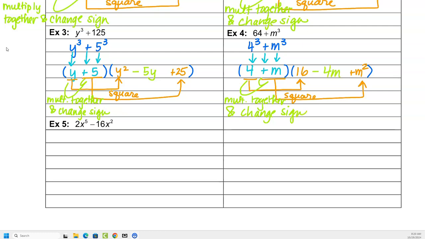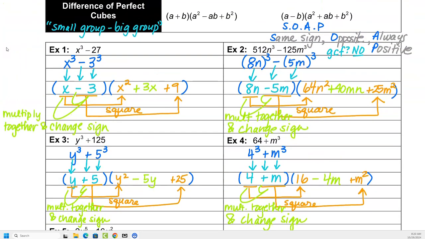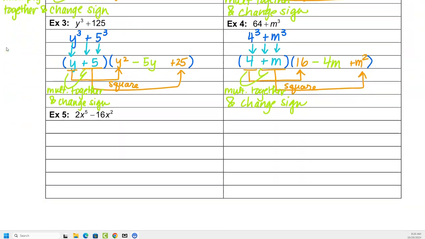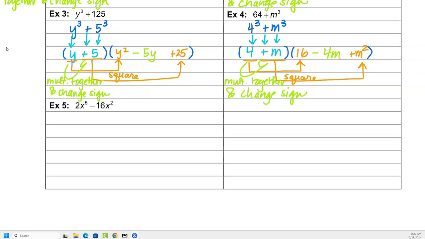Make sure you use SOAP to check your answers, and when you're done, compare with mine. I got 4 plus m times the quantity 16 minus 4m plus m squared. Okay, how are we doing?